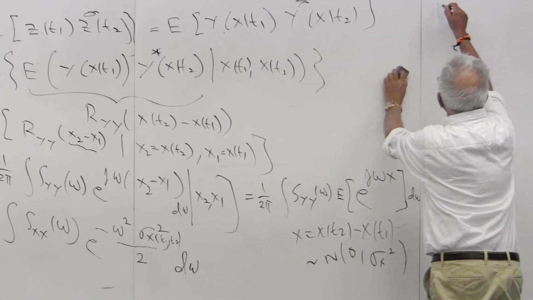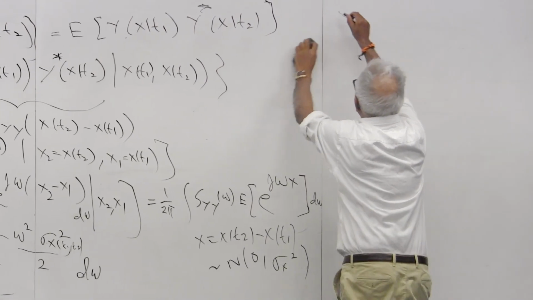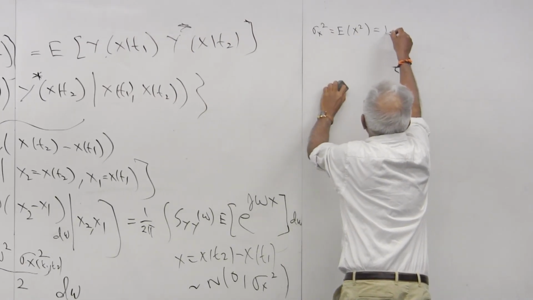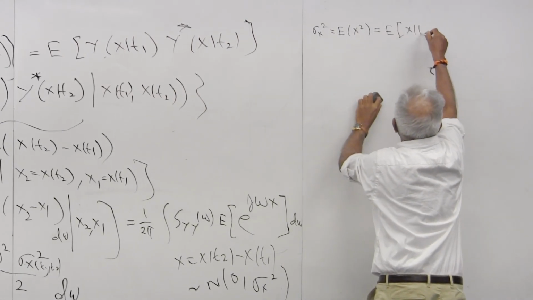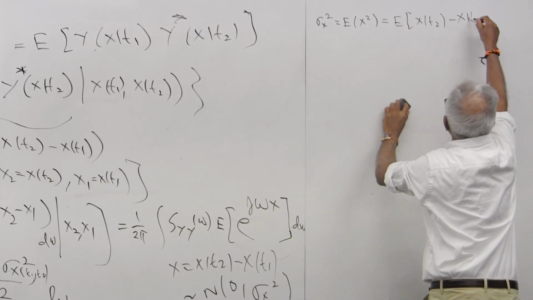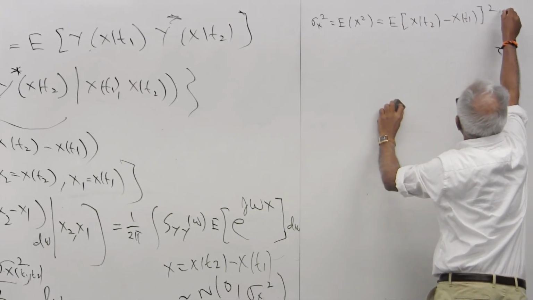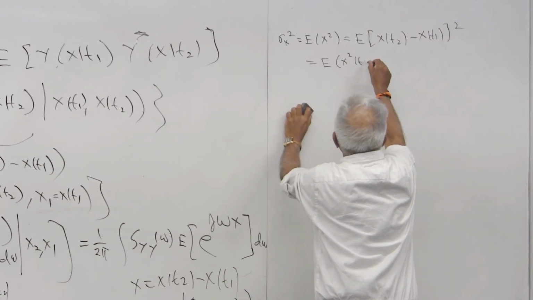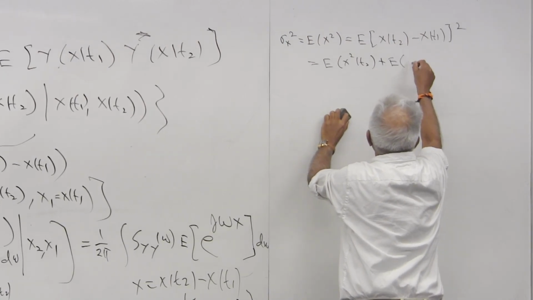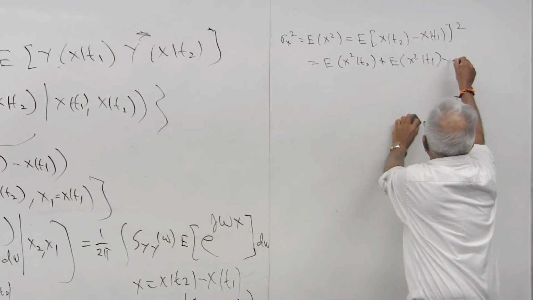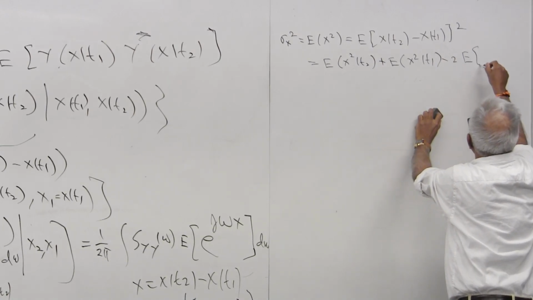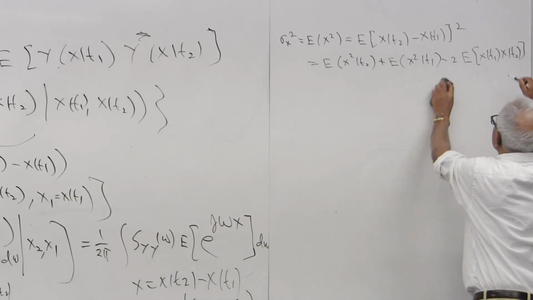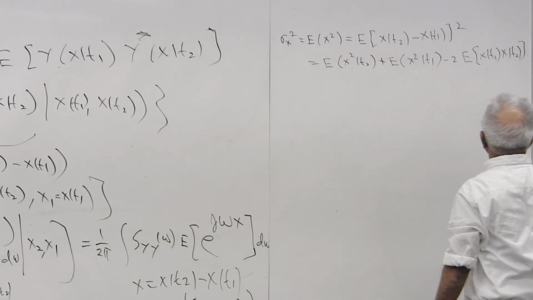So expected value of x is 0. So variance is expected value of x squared. But that's expected value of x(t2) minus x(t1) the whole squared. So if you expand, that's expected value of x squared t2 plus expected value of x squared t1 minus 2 expected value of x(t1) x(t2). There is no need for star because this is a real process.